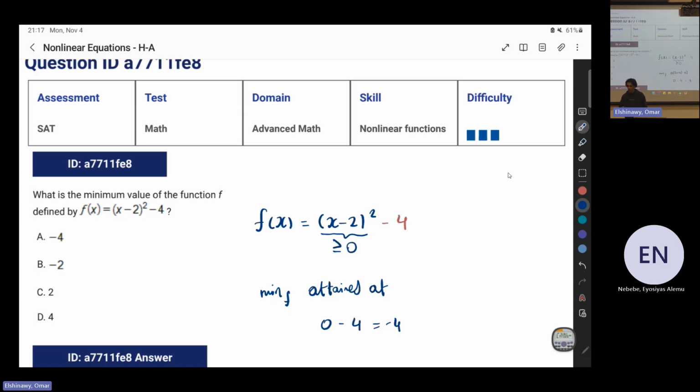We're not looking for the x value which minimizes the function. We're looking for the value we get. So when I tell you I want to find a point which minimizes the function, then in that case the answer would be 2, because if I plug in 2, I get my 0, and then I get the minus 4. But in this case, we want the value, and in that case, it's minus 4.